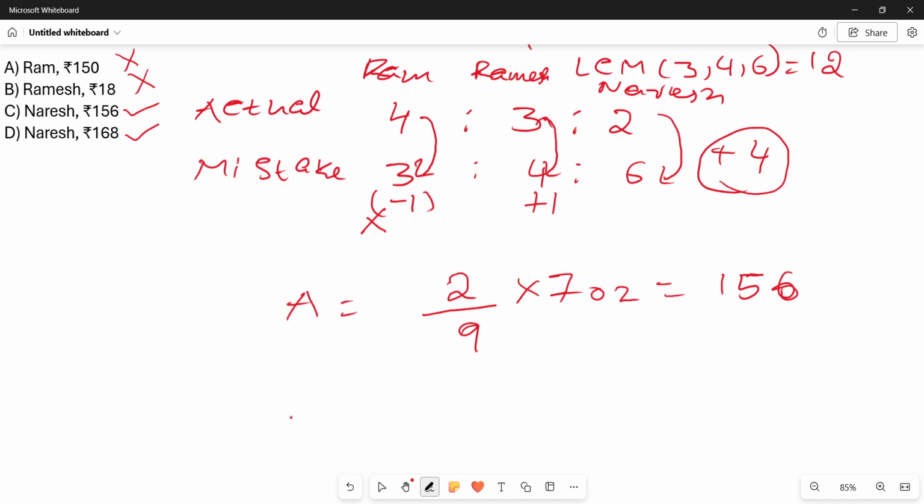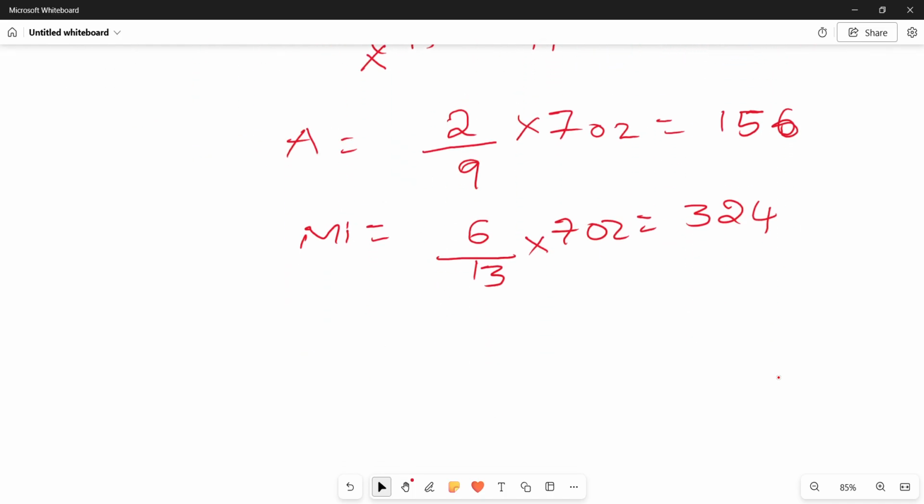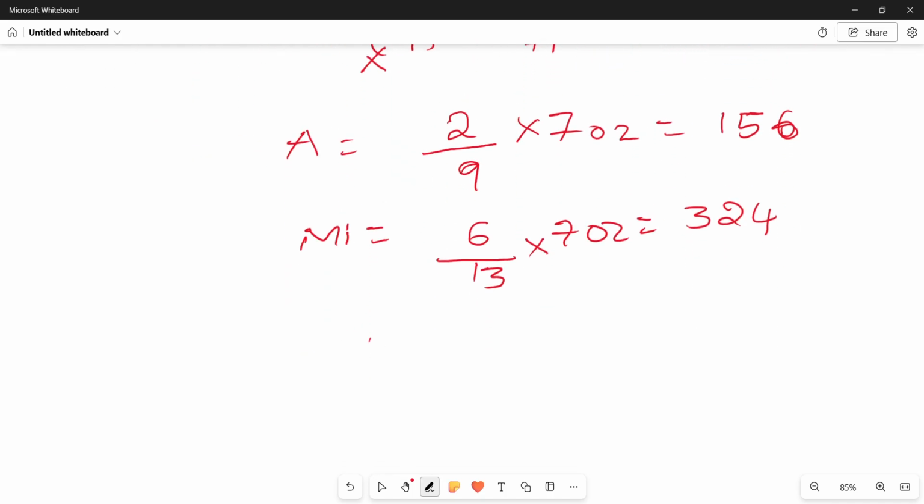Now we'll find the mistaken value. The mistaken value of Naresh is 6 parts. Total parts: 6 plus 4 is 10, 10 plus 3 is 13. So 6 by 13 into 702 gives 324. Just calculate it, 324. Now I want to find how much he gained.